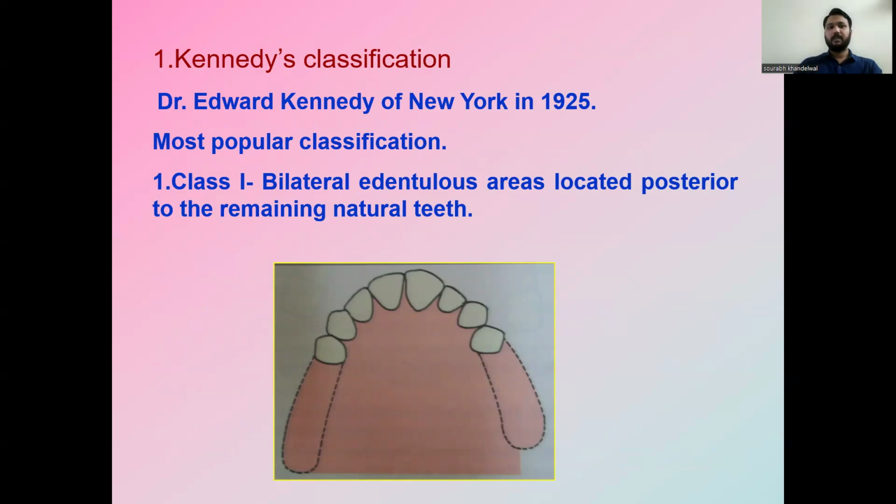Then there is a scientist named Dr. Edward Kennedy of New York. In 1925, he gave the most popular classification which we routinely follow in our clinics or in our colleges. So first one is class 1. Just to remember, class 1 means there are two posterior edentulous spaces. Fine. So now, what is class 1? Class 1 is bilateral edentulous areas located posterior to the remaining natural teeth.